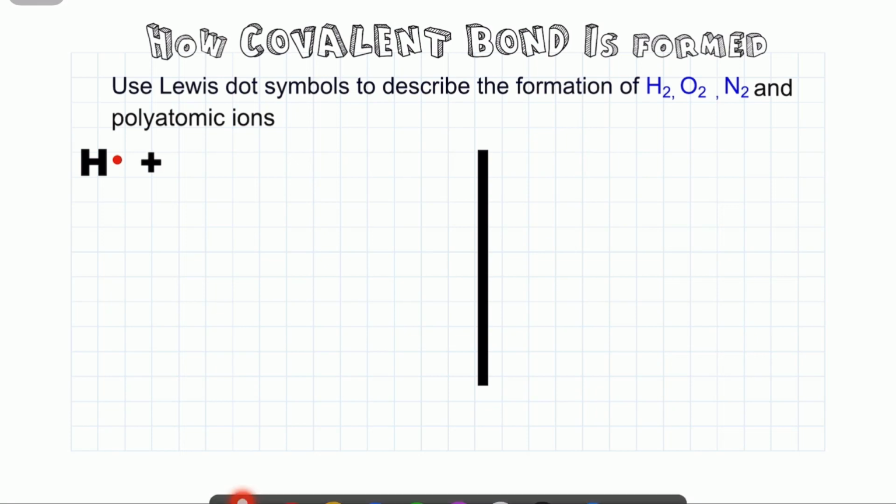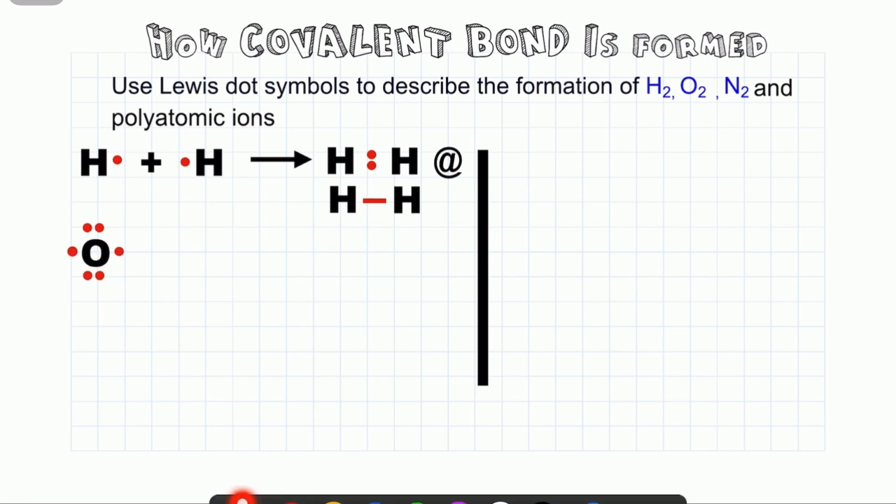When it combines with another hydrogen atom, this is the Lewis dot symbol for hydrogen gas, where each atom shares its electron. Then in between the hydrogen atoms there are 2 electrons, but you can also write it this way, where you convert the dots into a covalent bond. So this is how to show the Lewis dot symbol for the covalent bond.